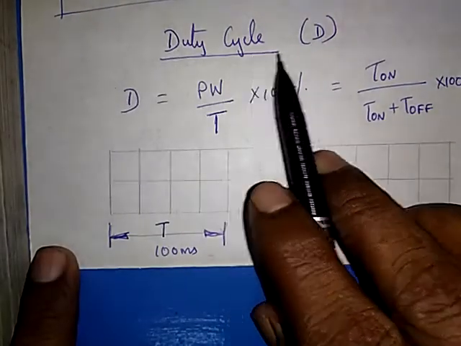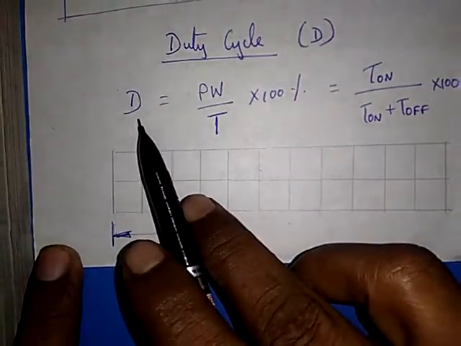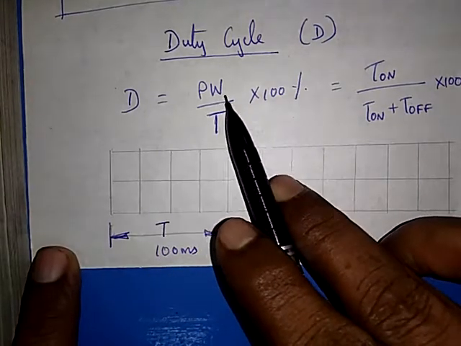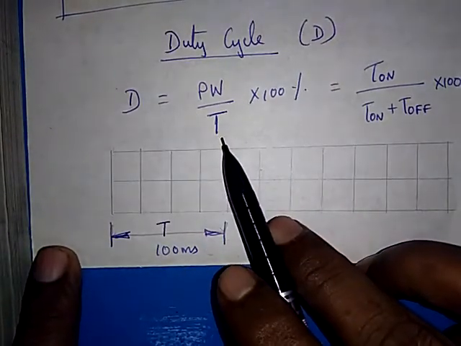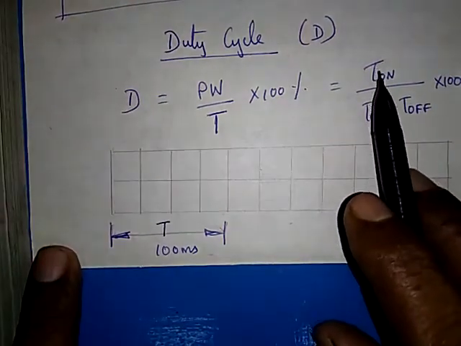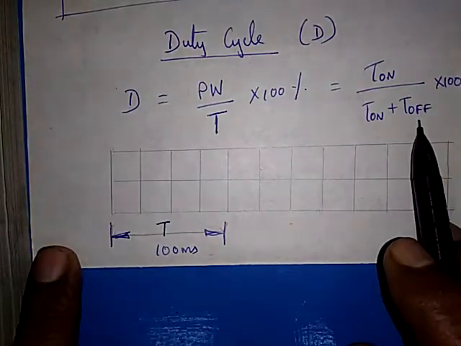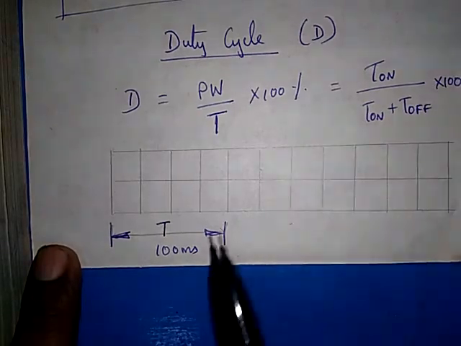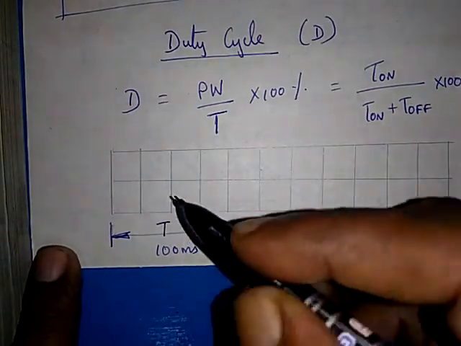Duty cycle, capital D. So duty cycle is equal to pulse width divided by total time period T, into 100%. This can be written as T on divided by T on plus T off, into 100%. Suppose I want 25% duty cycle.